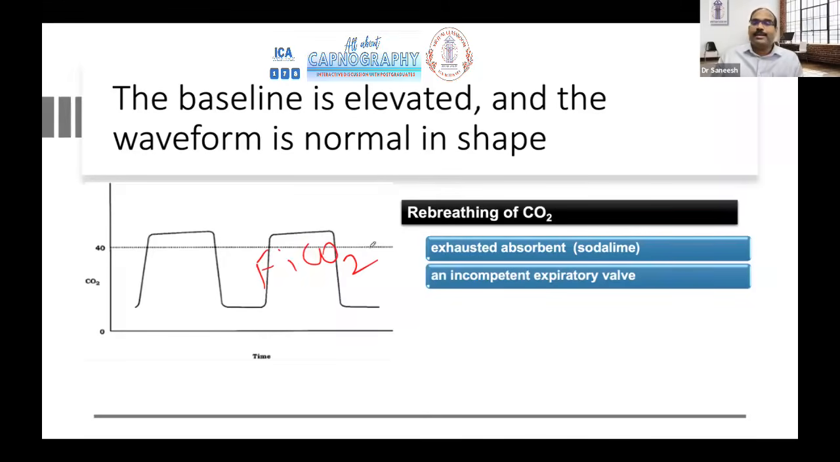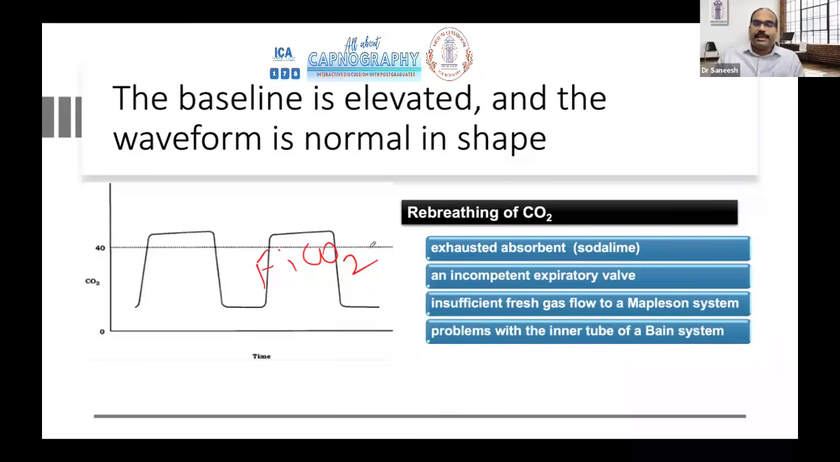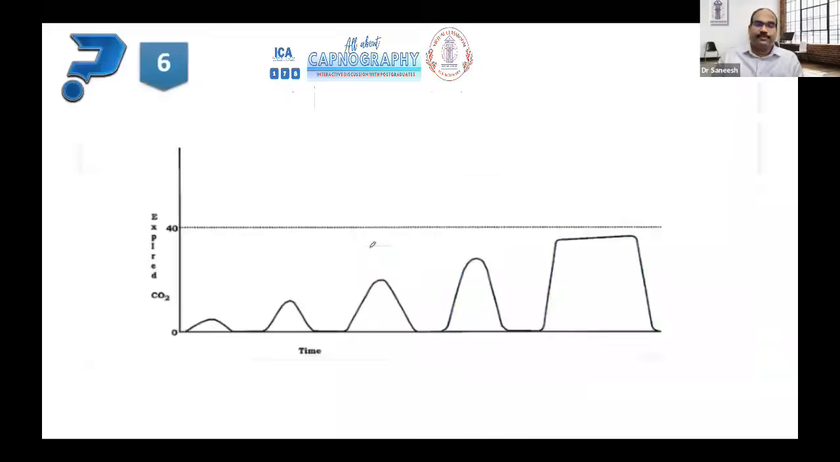Incompetent expiratory valve is another cause which can cause recirculation of the exhaled gas. Insufficient fresh gas flow to a Mapleson system, as we mentioned here, again gives a chance of rebreathing, and so do problems with the inner tube of the Bain system. Of course, definitely an examiner's favorite question: unacceptable FiCO2. When the value goes to around 4 to 5, you have to change the soda lime canister or go to high flows.